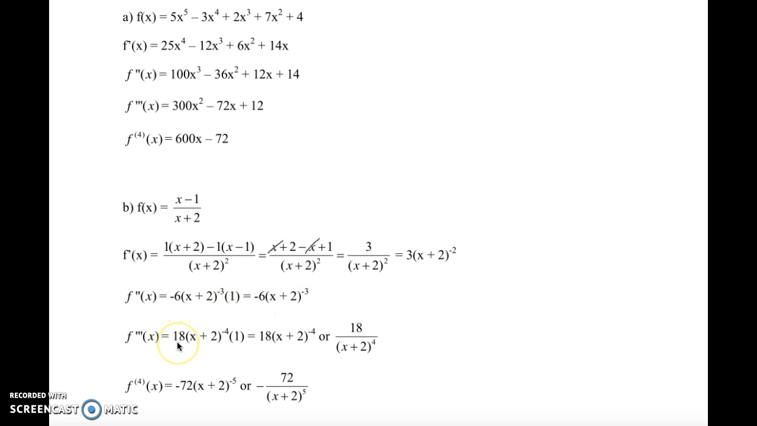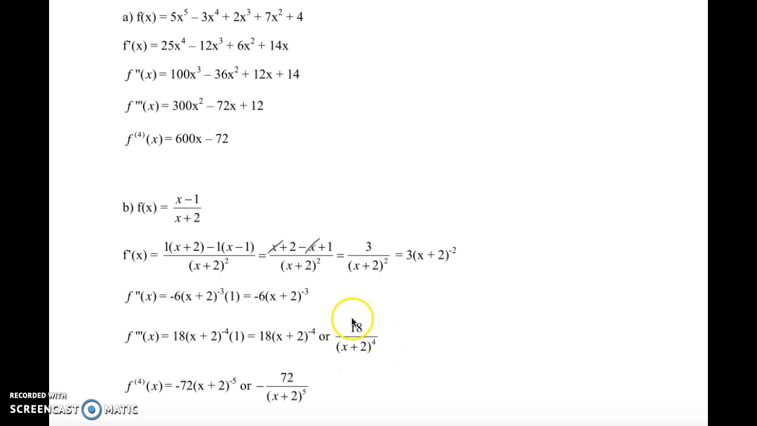Okay, going ahead and taking the third derivative, so the negative 3 times the negative 6 is going to give us a positive 18. Subtracting 1 from the exponent, we get negative 4 times the inside here, the x plus 2, and the derivative of the inside, which is 1. And we have 18 times x plus 2 to the negative 4 power.